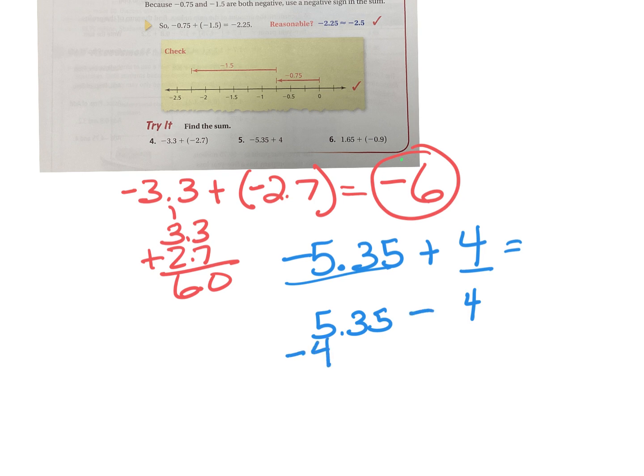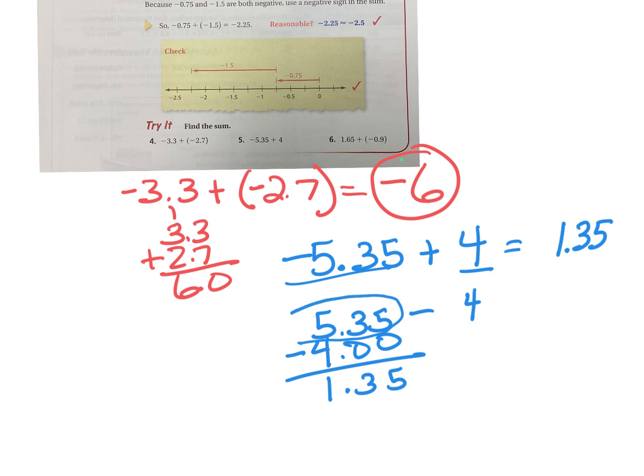I'm going to do 5.35 minus 4.00. That gets me 5, 3. Bring the decimal down, and 1. So it's going to be 1.35. Now I have to decide, is this a positive or a negative? So I look at my absolute values, 5.35 and 4. And which one is bigger? Well, the 5.35 is bigger. So then I go up here, and it started as a negative. So now it's going to be a negative. That's the sign that wins.